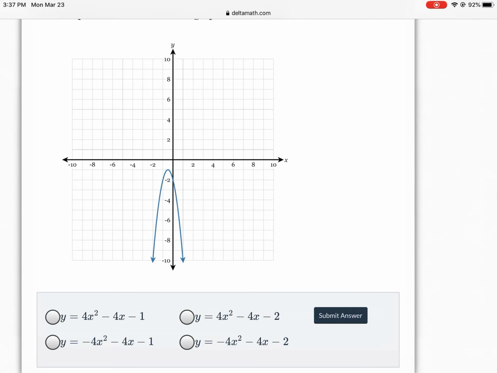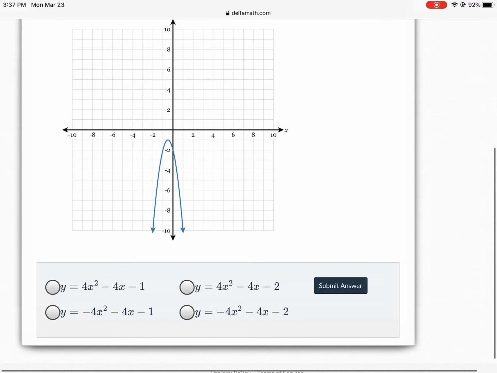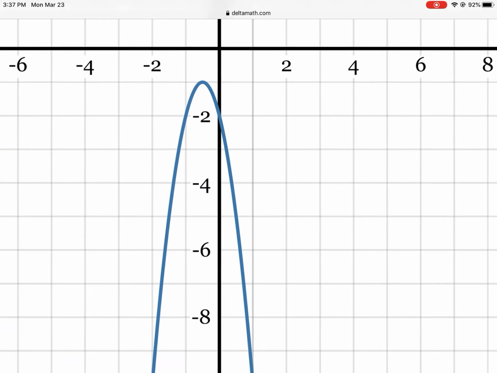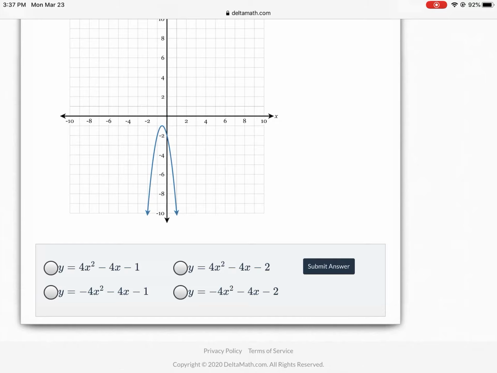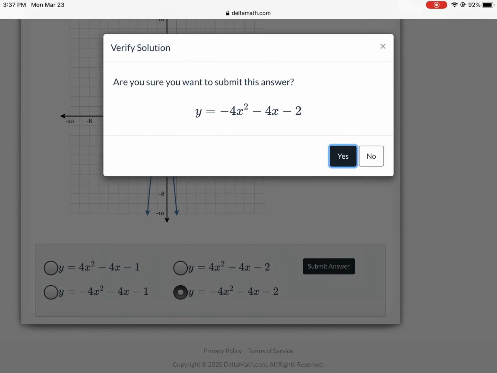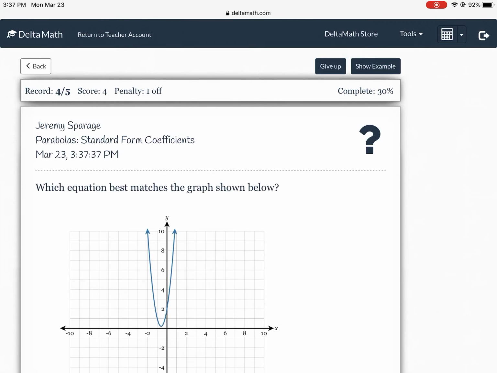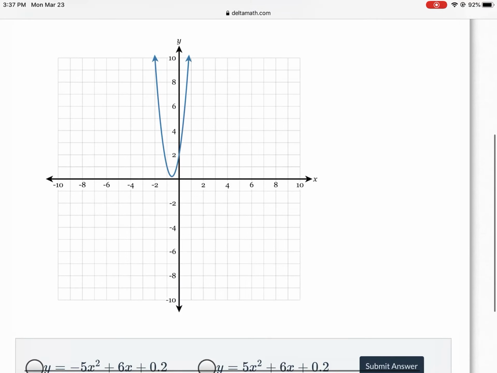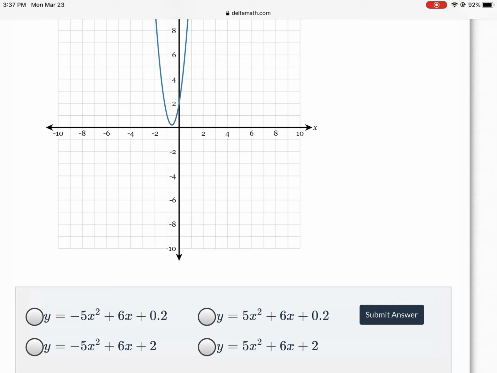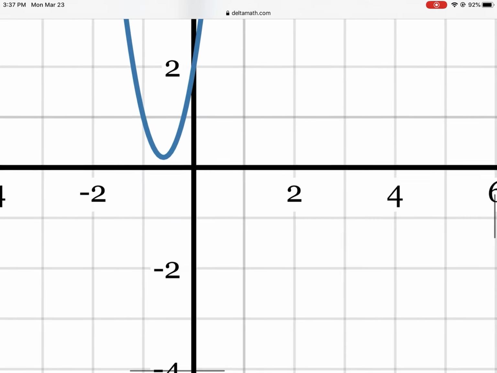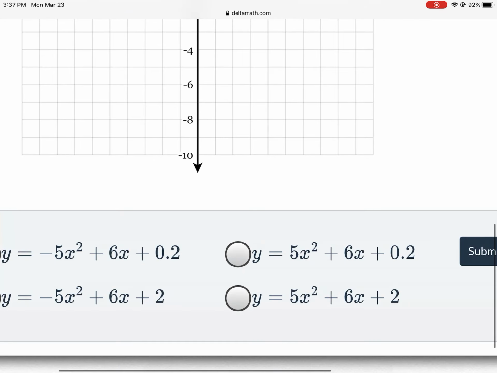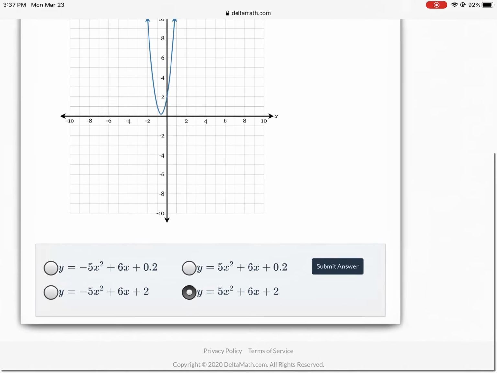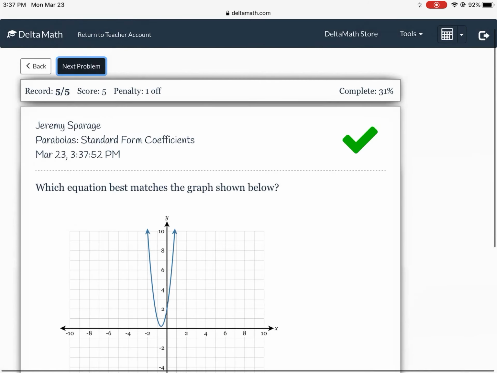A parabola going downwards, we need a negative leading coefficient and a y-intercept of -2. And lastly, positive parabola, we need a positive leading coefficient and a y-intercept of, looks like +2. So I will have that one as my final answer, and we are done.